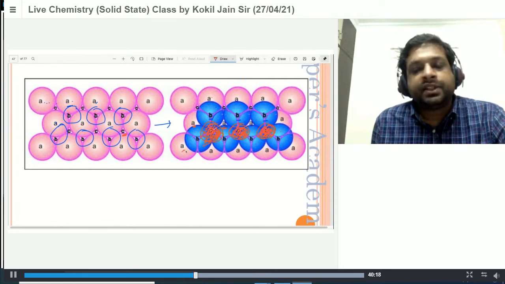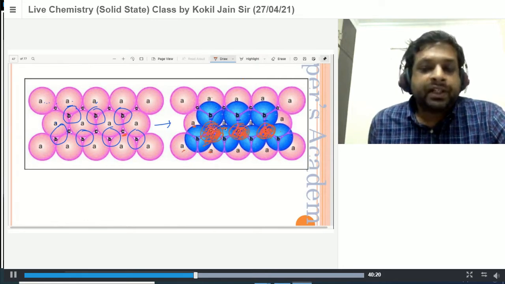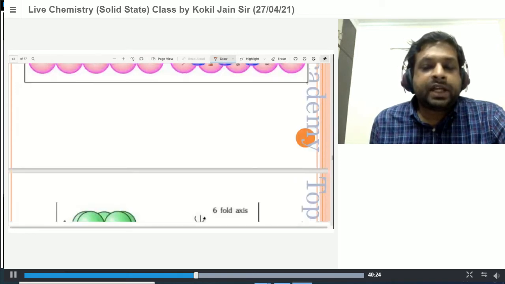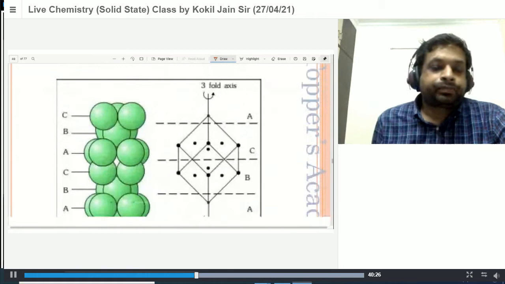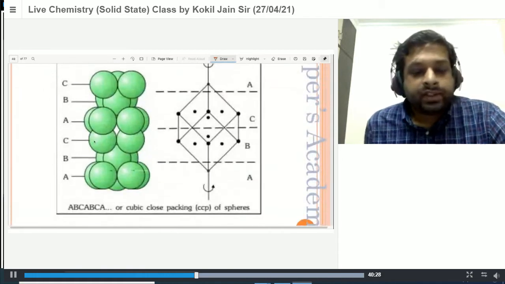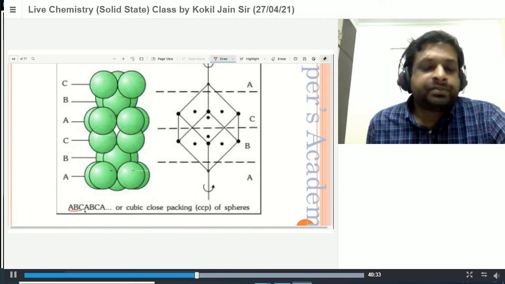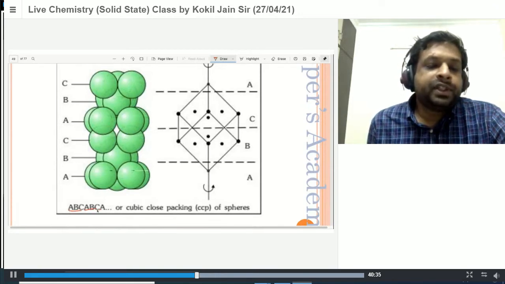Not exactly the A position. C type of void. So this is another type of layer. One void where one sphere is above in the diagram here, two are on the lower side, making the B type of void. These are two different types of void. These are not similar. First layer, second layer.